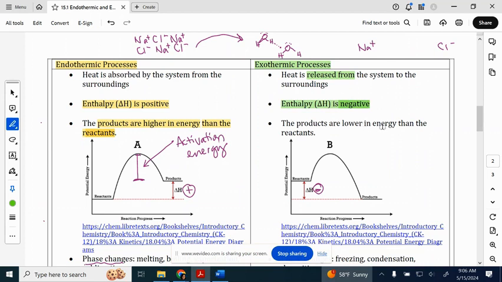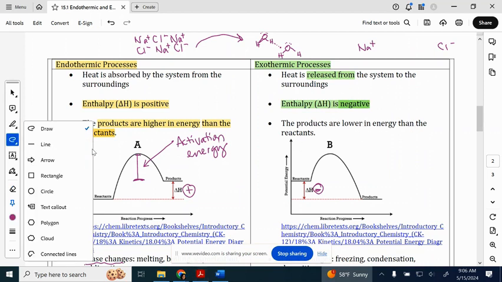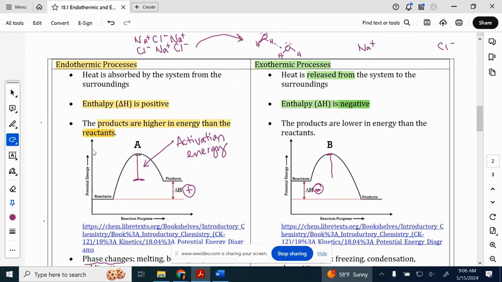The products are in lower energy than the reactants. So these products down here have a lower energy than these. We still will need some, what? What is this called right here? Activation energy. And I'm introducing that term right now because later this week or next week, I'm going to come back to that term. It comes back to us. Okay.